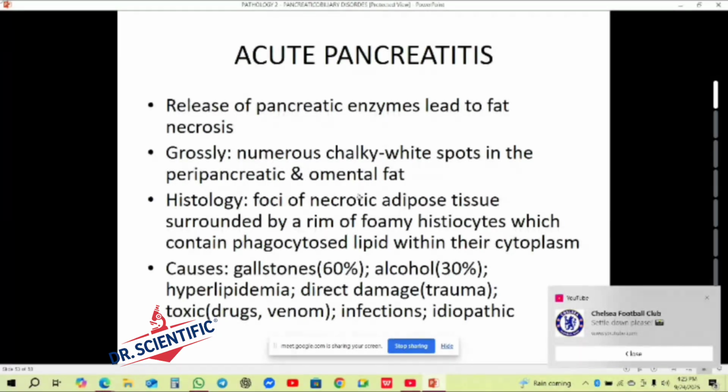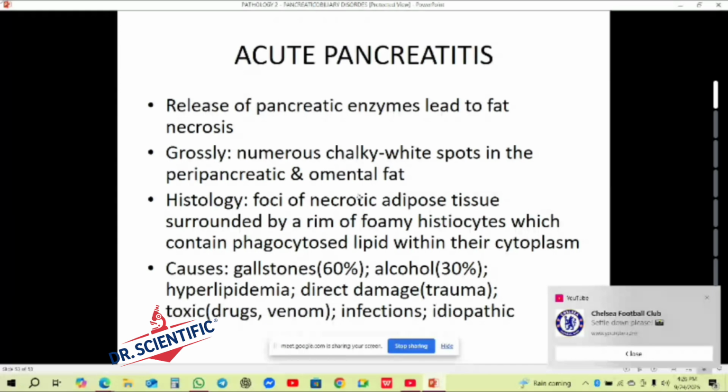So the release of pancreatic enzymes leads to fat necrosis. Grossly, if you are to look with the naked eye, there are numerous chalky white spots in the peripancreatic and omental fat. That means the omentum, the greater omentum, will be affected. If you look histologically, there are foci of necrotic adipose tissue surrounded by a ring of foamy histiocytes. Histiocytes basically are macrophages, which contain phagocytosed lipids within their cytoplasm. So they phagocytose lipids, and we have what we call foamy histiocytes.